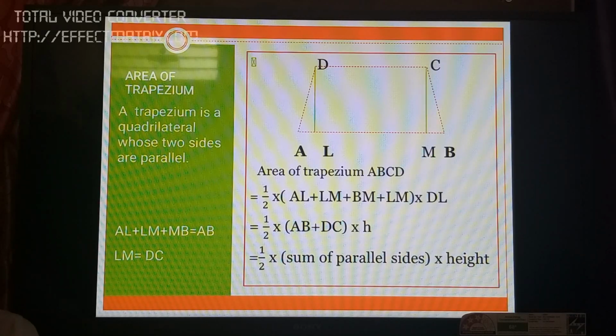You see here DC is parallel to AB and DL is parallel to CM. So DLMC is a rectangle, and so LM is equal to DC. So in short we can write it as half into AB plus DC into H. AB plus DC are the parallel sides, so we can easily find the area of a trapezium from this formula, that is half into the sum of parallel sides into height.